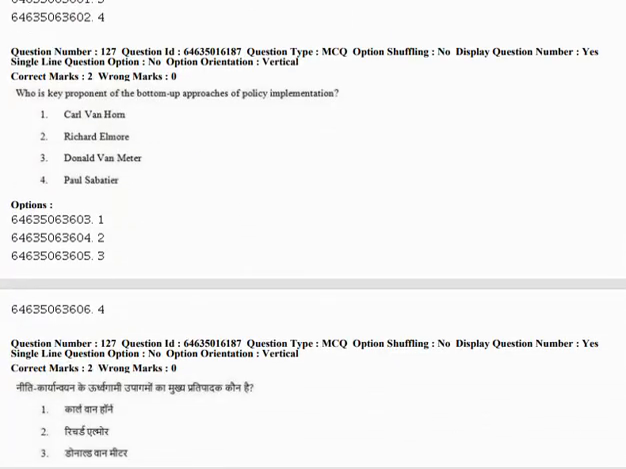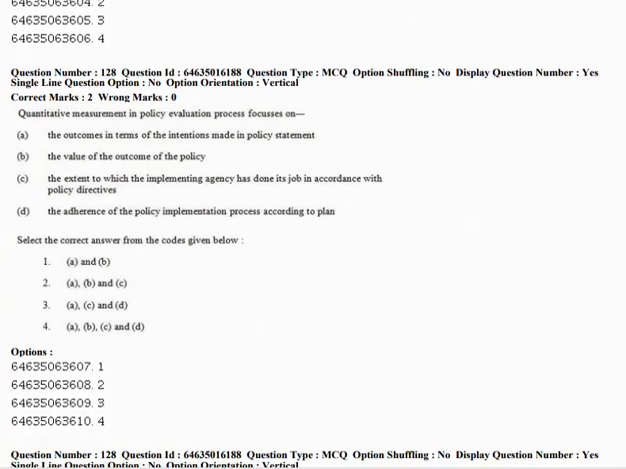127. Who is the key proponent of bottom up approach? बॉटम अप अप्रोच के की प्रोपोनेंट थे रिचार्ड एल्मोरे. Option number 2. 128. Quantitative measurement in the policy evaluation process focuses on outcome in terms of intention made in the policy statement, value of outcome of the policy, extent of the value to which the implementing agency has done its job in accordance with the policy directives, adherence to the policy implementation process according to plan. ये नहीं होगा. Option number 2 is the correct answer.